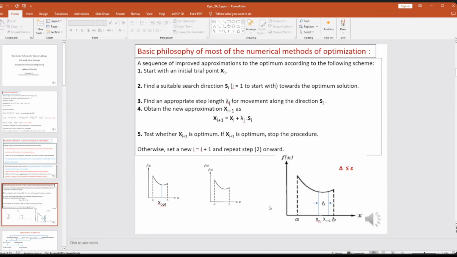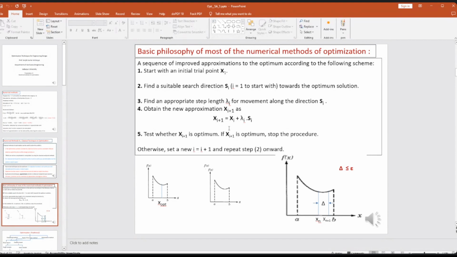But the question is, what will be the next best possible point? Our target is to get the minima of the function. So what will be the next possible point where the function value will be improved? Improved means, in case of minima, it will be reduced. So that will be my next trial point, xi plus 1. So xi plus 1 is equal to xi plus lambda i Si. So some delta will be added to the xi to get the next point. But the question is, how far we will move so that the function is improved?